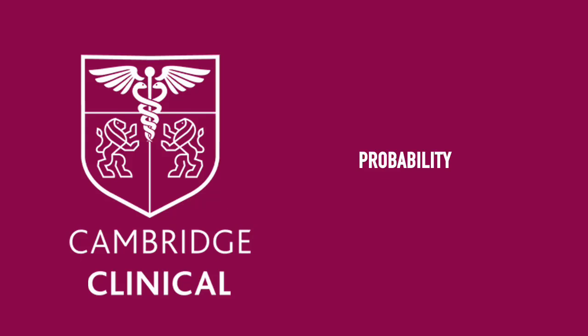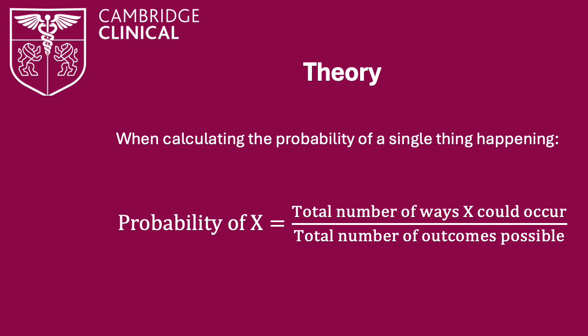In this video, we'll be discussing questions in the decision-making section that assess your ability to calculate and deal with probabilities. Before delving into a few example questions, it's probably best to start with the most basic theory. So when calculating the probability of a single thing happening, the probability of that is the total number of ways in which it could occur over the total number of outcomes that are possible.